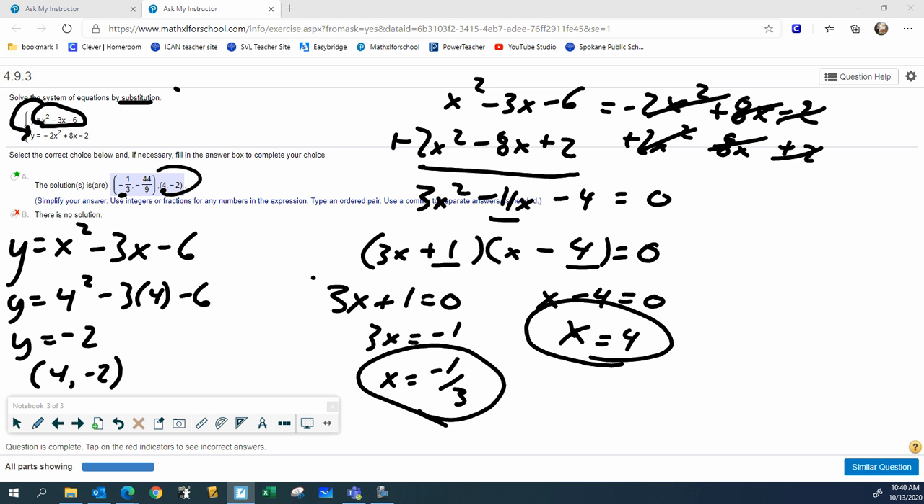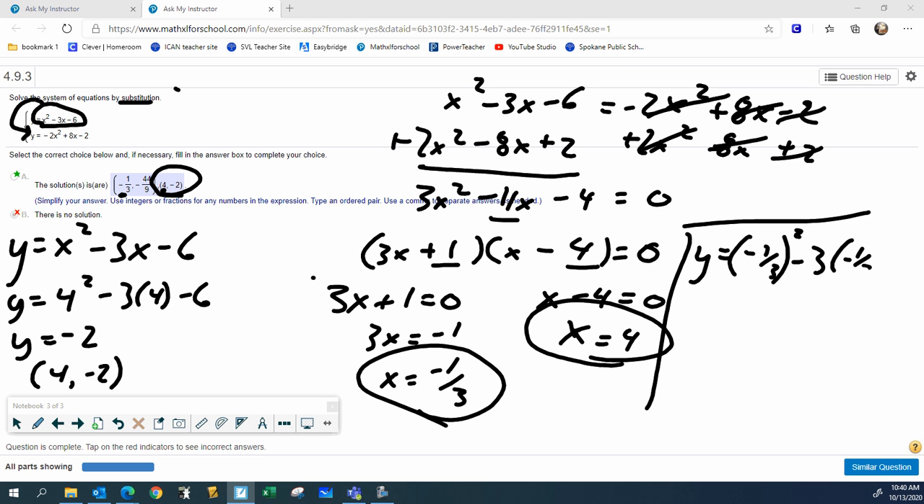First solution right there. The next one's way more difficult, but we're going to do it, and I'm not even going to use a calculator. I guess I'm going to try not to. So negative 1/3. So I plug in negative 1/3 into that same equation that I used before. Sorry, I'm not writing it above, but x squared minus 3 times x minus 6. And so if I square this, negative 1/3 squared is going to be positive 1/9. Negative 3 times negative 1/3 is going to be positive 1 minus 6.